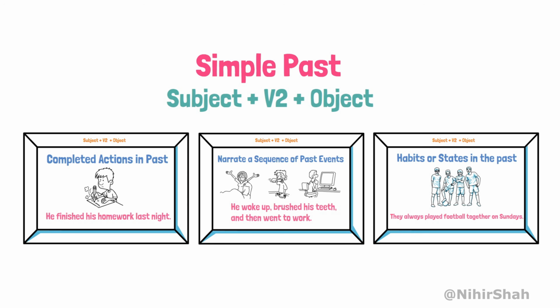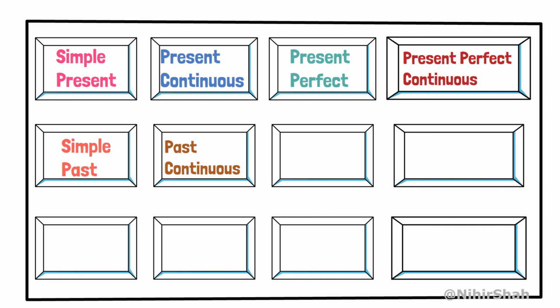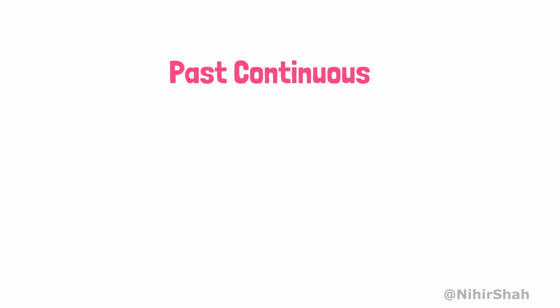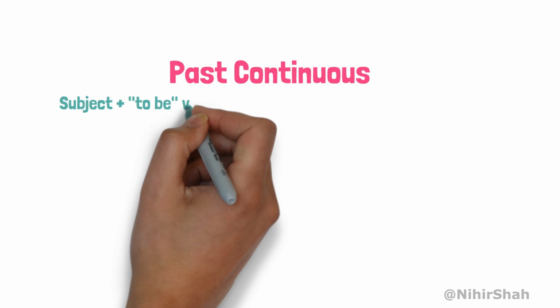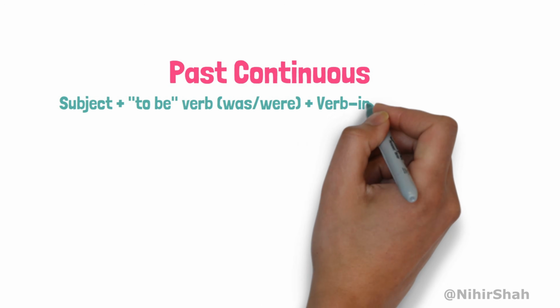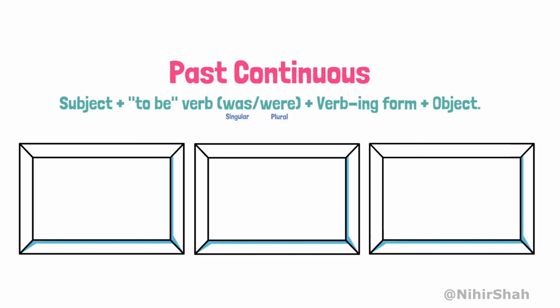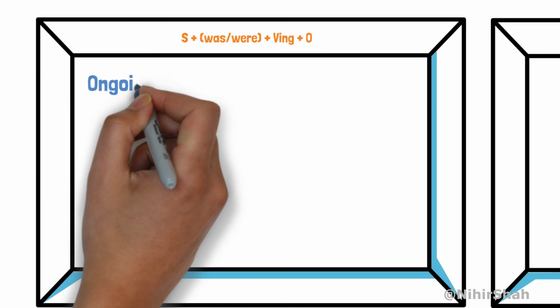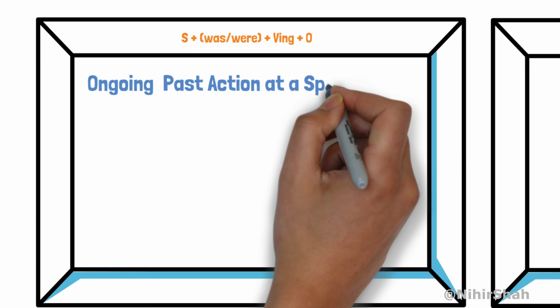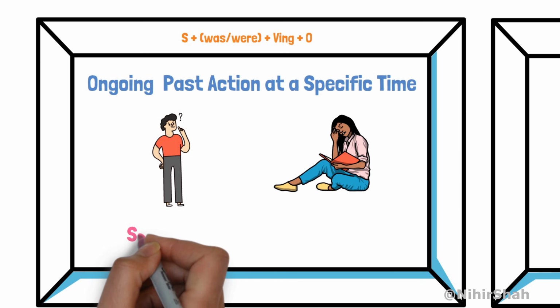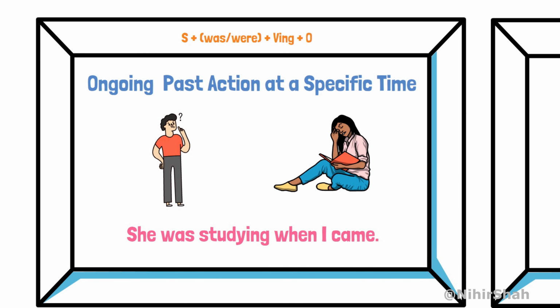Number 6, past continuous tense. The sentence structure of past continuous tense is subject plus was or were plus verb's ing form plus object. The past continuous tense is typically used when number 1, to describe actions that were ongoing at a specific time or over a period of time in the past. She was studying when I came.